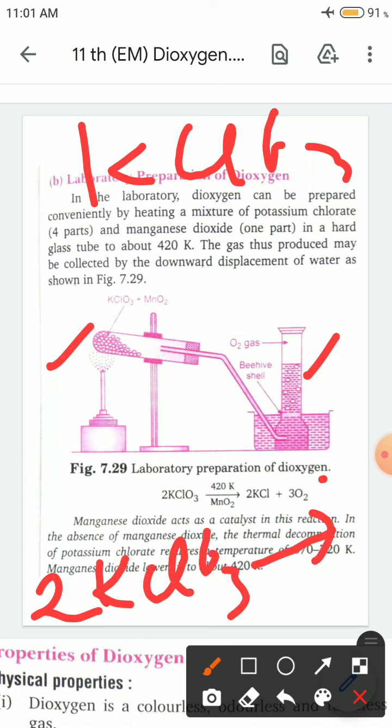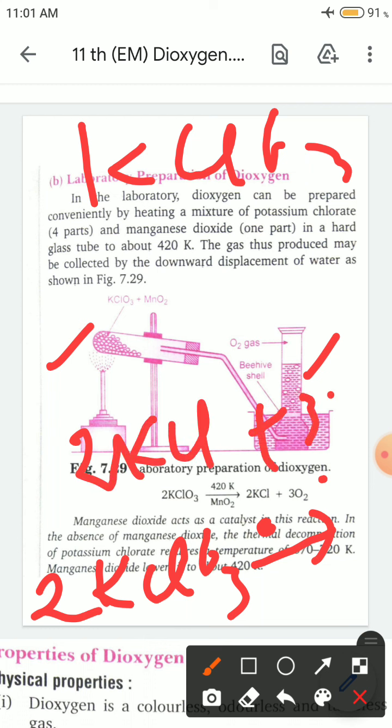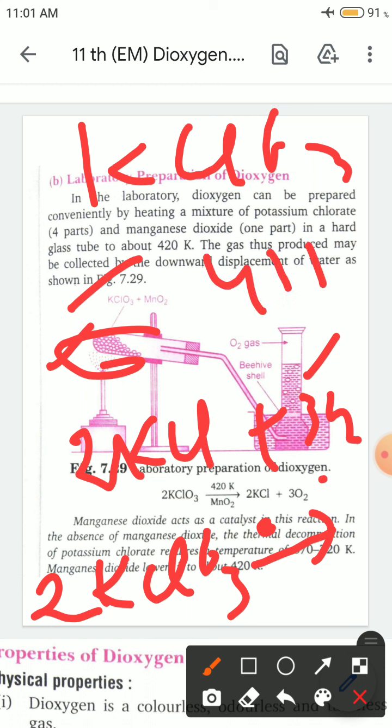2KClO3, when heated, gives 2KCl plus 3O2. We take a mixture of potassium chlorate and manganese dioxide in a hard glass tube in a 4:1 ratio, and it is connected to the gas jar. The tube is heated. Oxygen is obtained, which is collected in the gas jar.